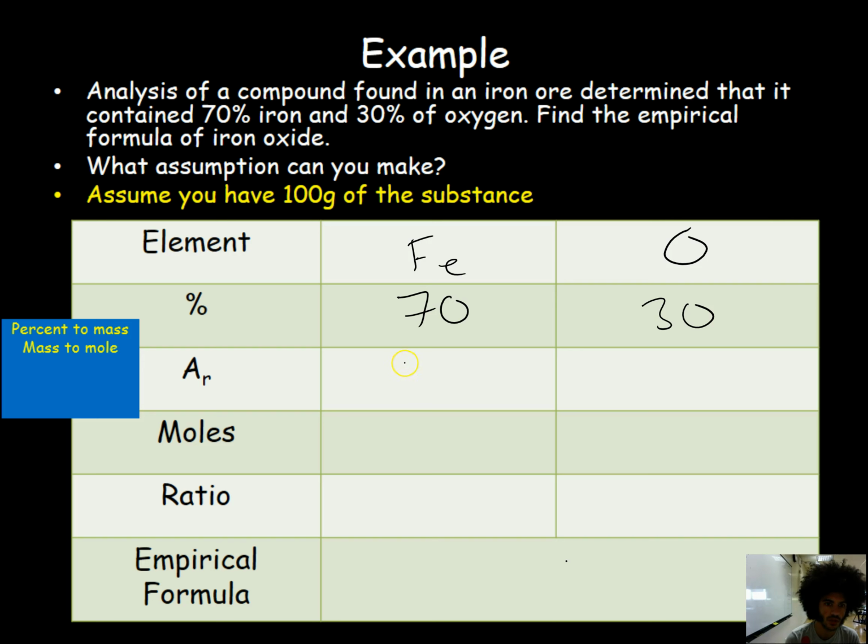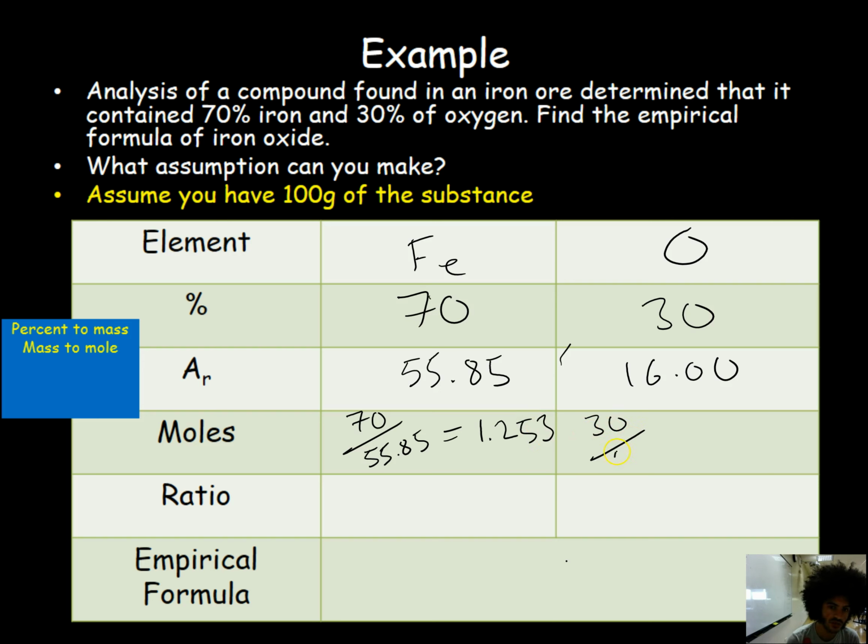I've got the AR of iron, which is 55.85, I think, and oxygen is 16.00. Yes. And then I have to do mass to mole. So mass to mole is 70 divided by 55.85 equals 1.253. And for oxygen it's 30 over 16, which equals 1.875.